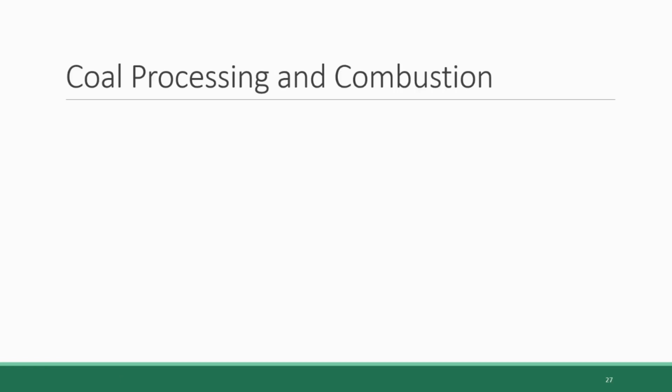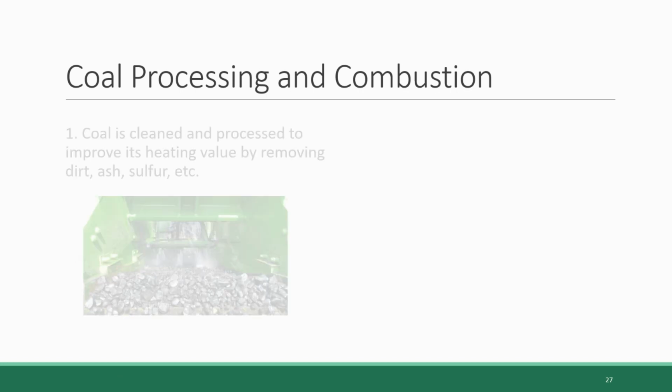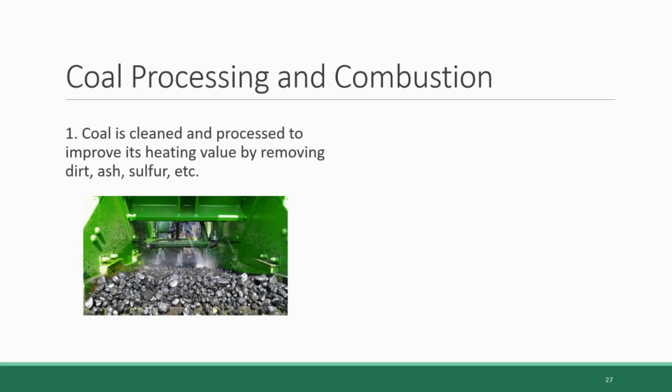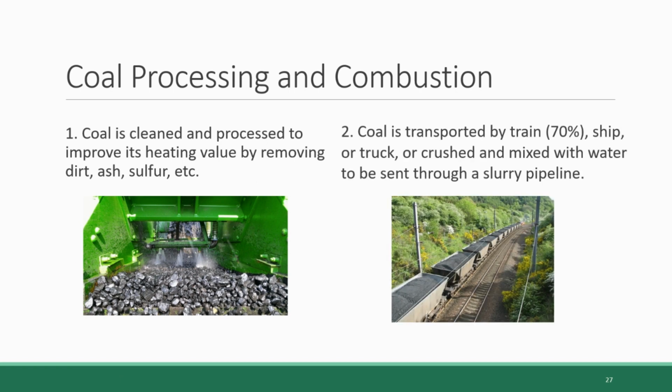Once the coal is mined, it has to be processed to prepare it for combustion in a coal-fired power plant. So the coal will be cleaned to improve its heating value. Heating value is a measurement of how much energy can be obtained from it. And this cleaning involves removing impurities like dirt, ash, and sulfur. And then the coal is transported to the power plant.